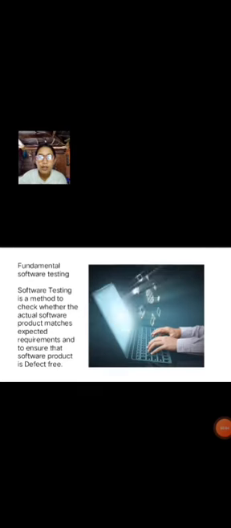Next is the fundamental of software testing. Software testing is a method to check whether the actual software product matches expected requirements and to ensure that the software product is defect-free. It involves execution of software or system components using manual or automated tools to evaluate one or more properties of interest.